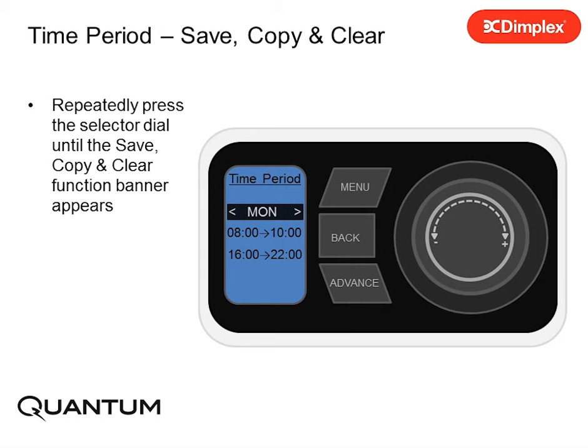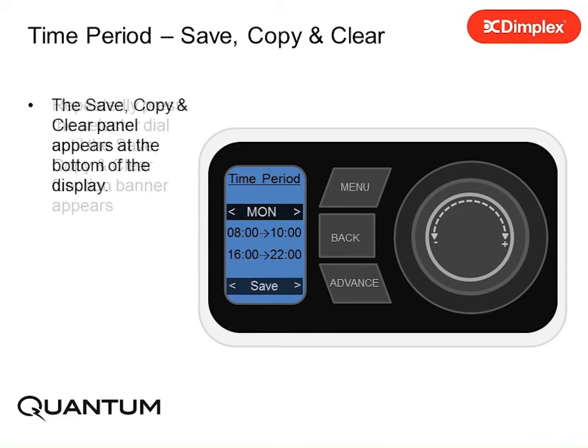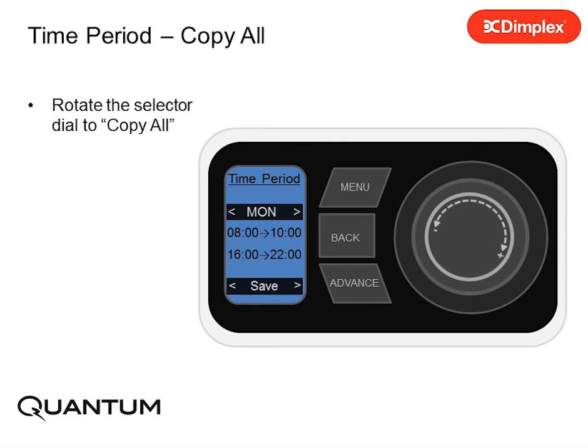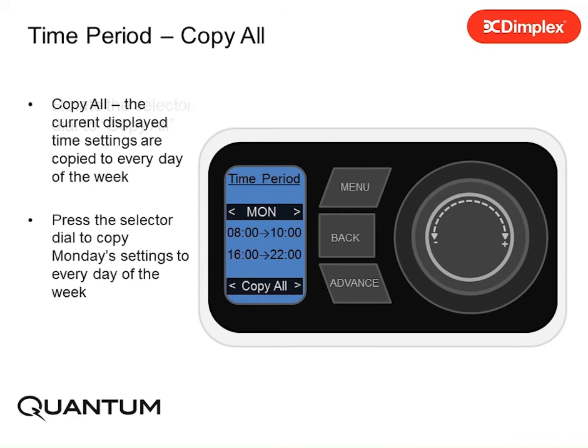Repeatedly press the selector dial until the Save, Copy and Clear function banner appears. This is at the bottom of the display. Rotate the selector dial to Copy All. With Copy All, the current displayed time settings are copied to every day of the week. Press the selector dial to copy Monday's settings to every day of the week.